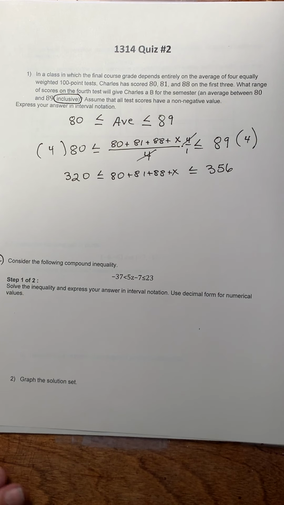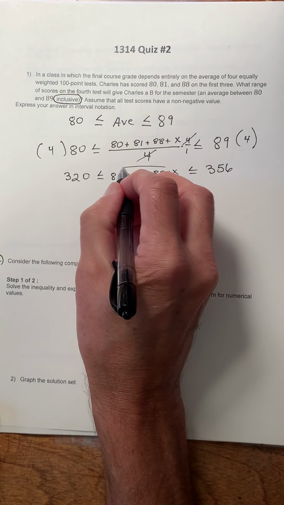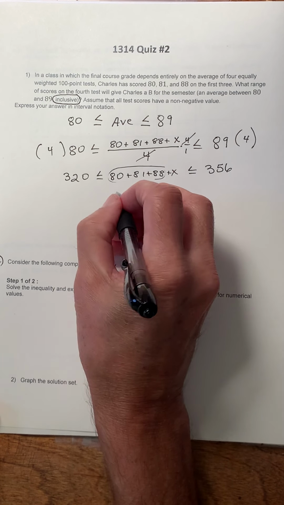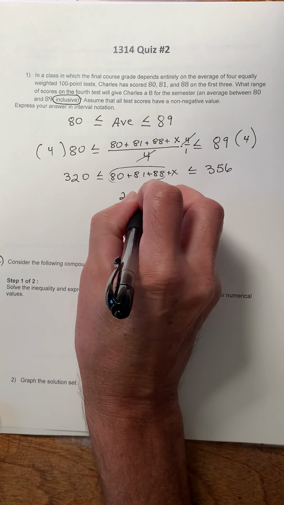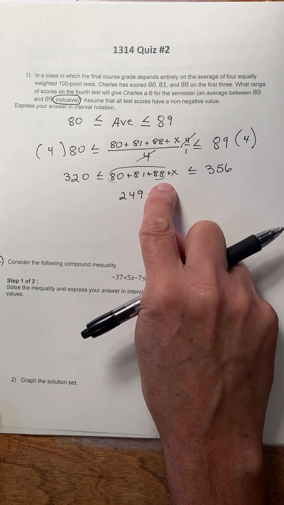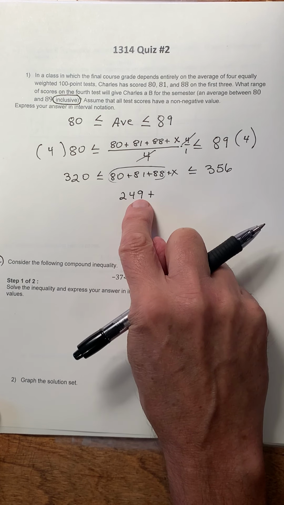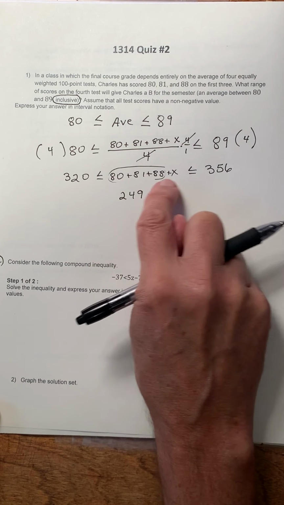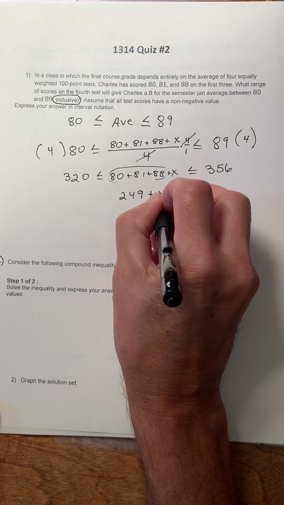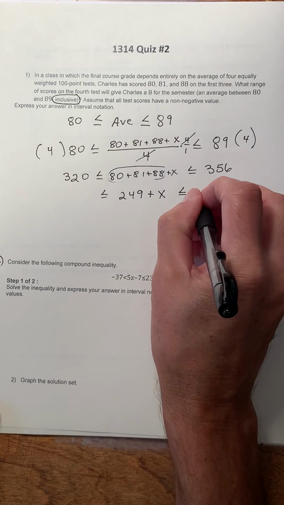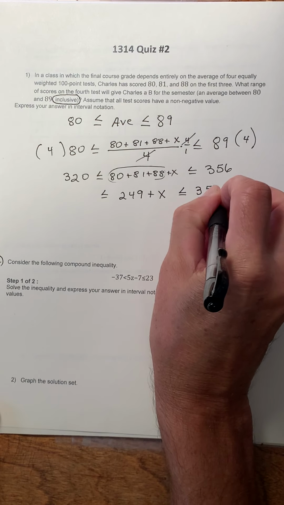All right, what you're going to do next? Most of you guys will add this up. And you're going to get 249. Don't forget it's plus x. I cannot tell you how many people I've seen write 249x, which means multiplication. No, this is 249 plus x, which means I'm not going to be dividing in a minute. I'm going to be subtracting.